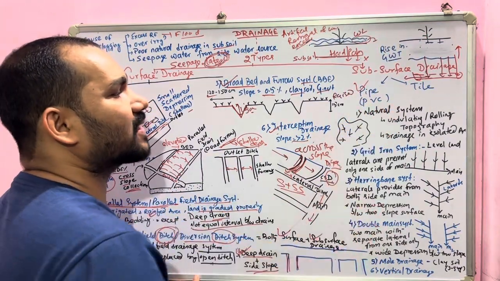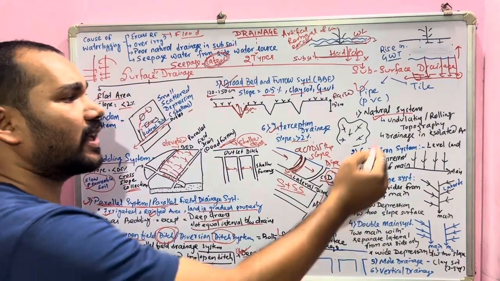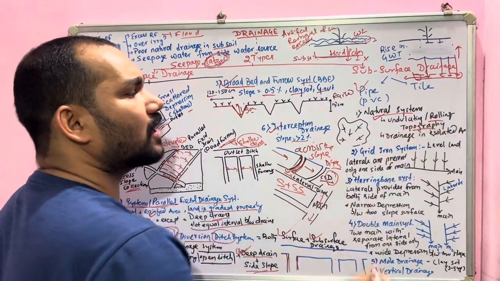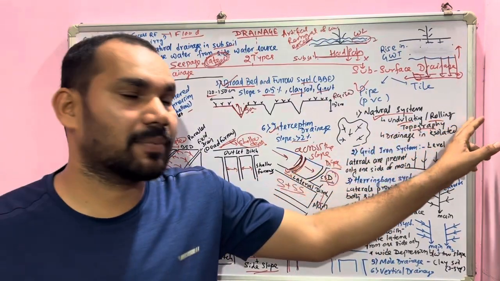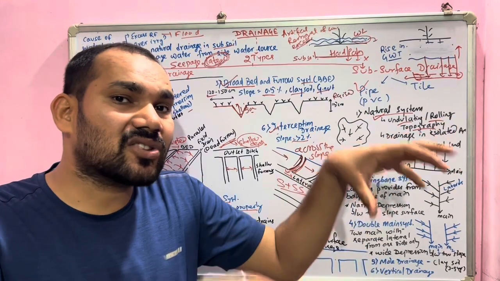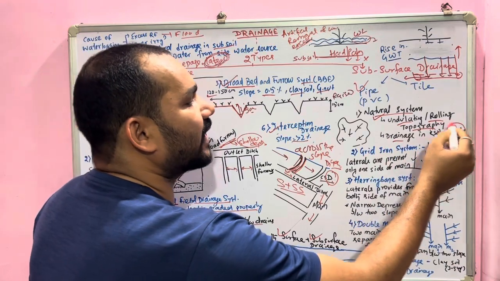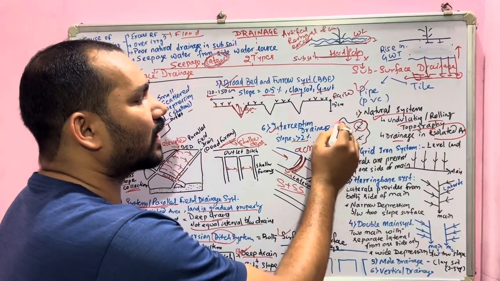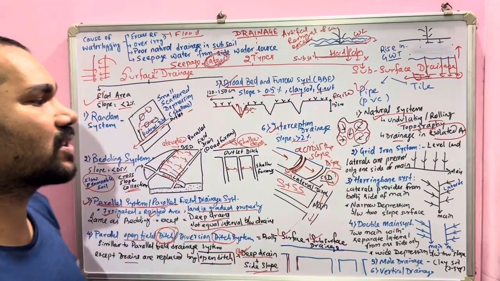So here, the first one is a natural system of drainage. If your land has rolling or undulating topography, as I have already told, you have more depressions. In this case, I want to drain isolated areas, some areas where I want to drain the water. This is called the natural system of drainage.